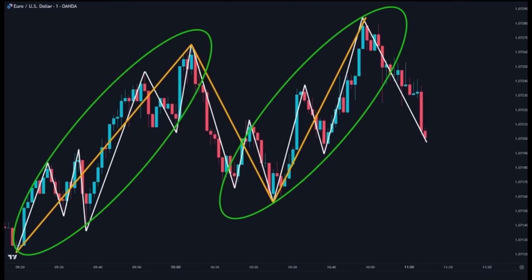Now that we've explained some of the basic concepts about market structure, let's move on to the advanced phase.